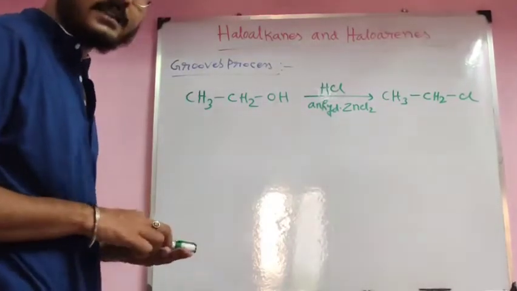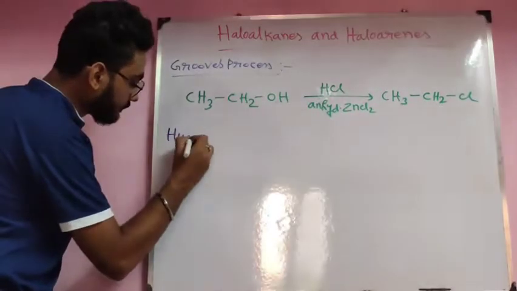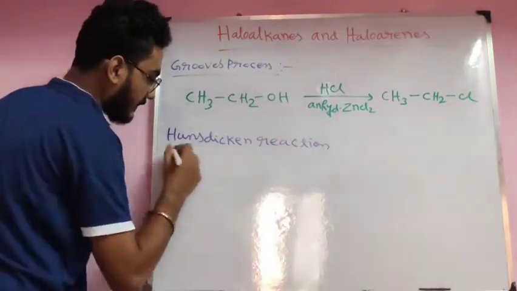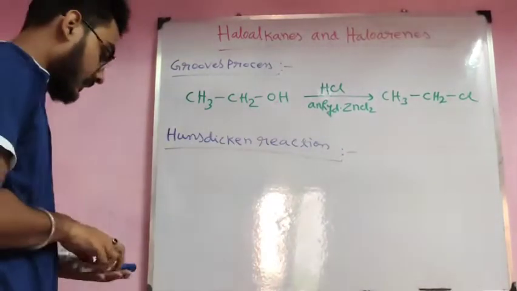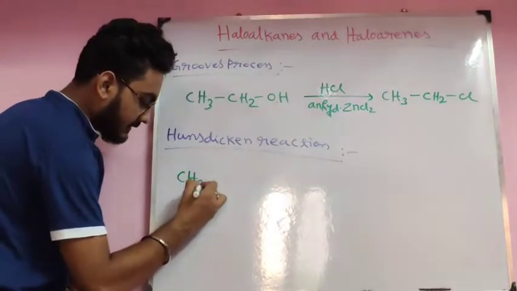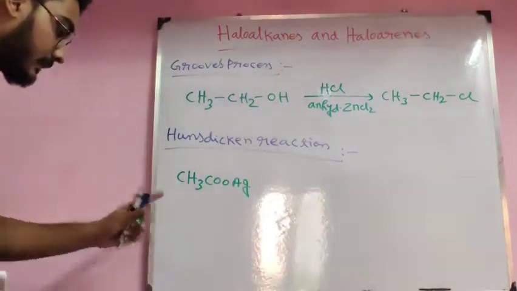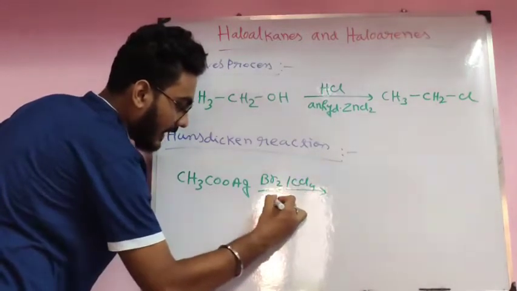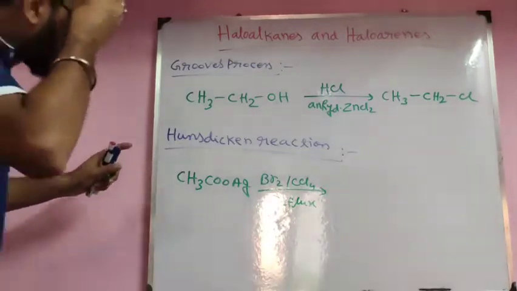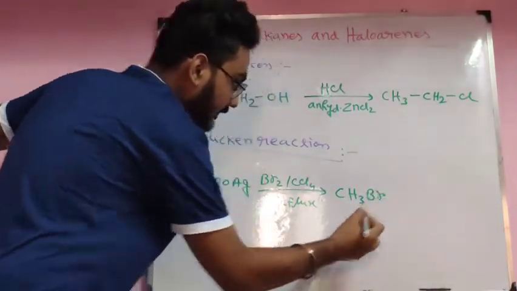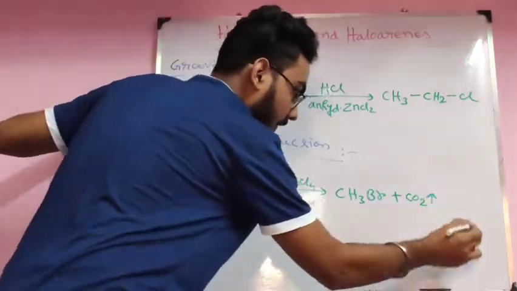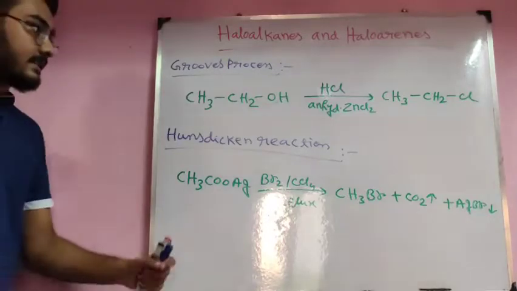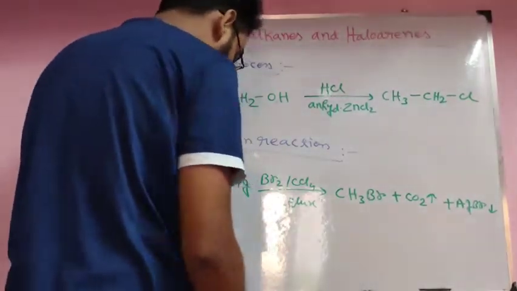Now, the next reaction is Hunsdiecker reaction. What is the reaction of Hunsdiecker reaction? Silver acetate, that is CH3COOAg. If we give the reagent as Br2, CCl4 and reflux, then the product will be CH3Br. This is the main product. CO2 is a gas, so it comes out from the reaction, and AgBr is precipitated in this reaction. This is Hunsdiecker reaction.